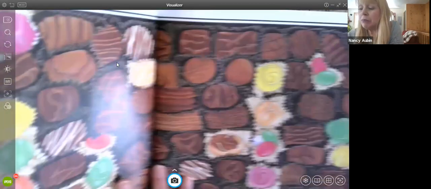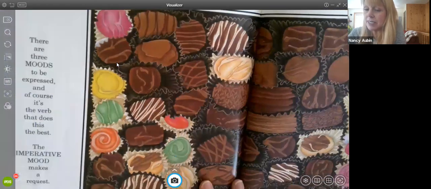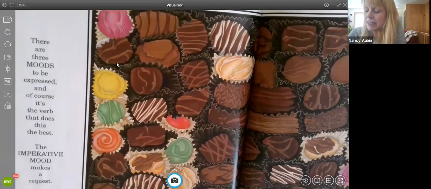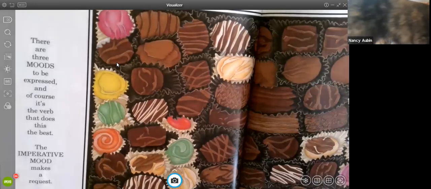There are 3 moods to be expressed, and of course, it's the verb that does this the best. The imperative mood makes a request.